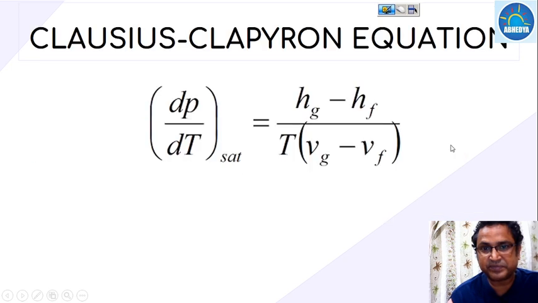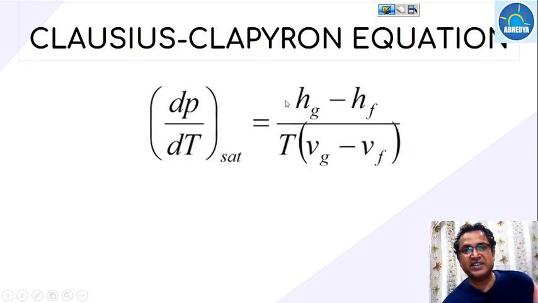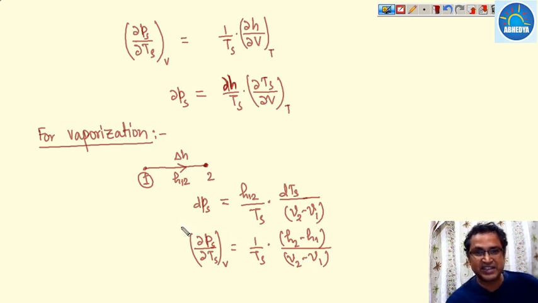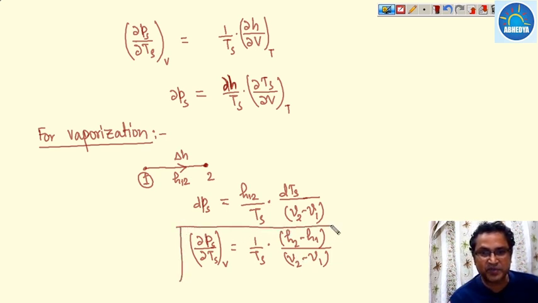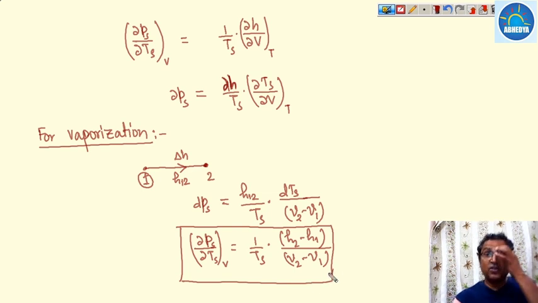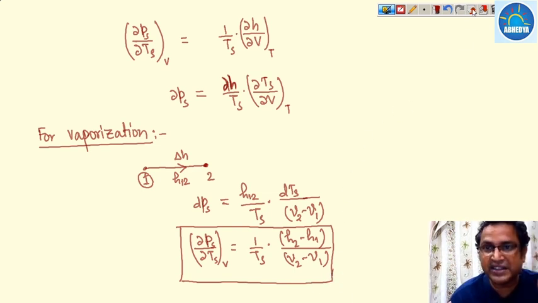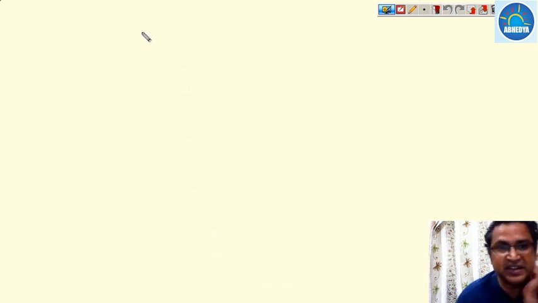that is Hg minus Hf. Hg and Hf are the second and first stages, where the evaporation has been completed and where the evaporation has just started, and Vg minus Vf. If you see, this equation and this equation are both similar. So this is your Clausius-Clapeyron equation. But now how to correlate this with the pressure and temperature?